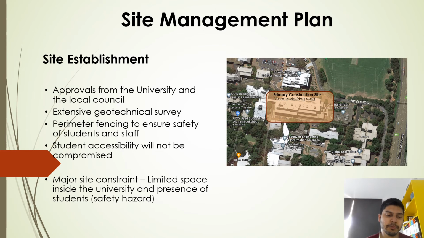So for the site management plan, we broke it down to a few key areas to look at it closely. Site establishment will be carried out first. So this involves getting all the necessary approvals from the university and the local council. After that, we will conduct a survey and we will set out the perimeter fencing around the site. Managing this space as efficiently as possible is crucial because it's on university grounds and there are students still present on campus. While the fencing is carried out, we will make sure that the nearby footpaths will not be disturbed so that the students could still use them freely.